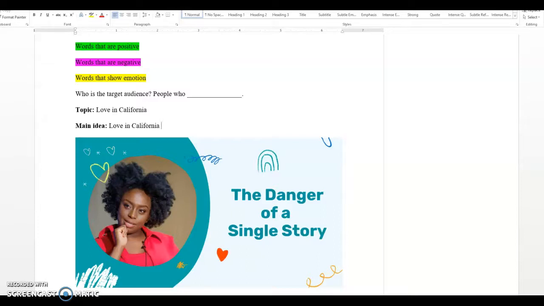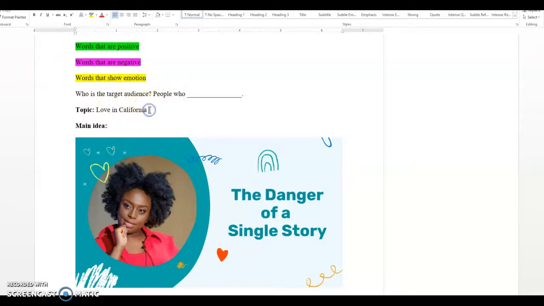Main idea: love in California is hard. Love in California is great. Love in California is difficult to find. Love in California is, who knows? Lots of options here. But it's going to be a complete sentence explaining what the author says about the topic.